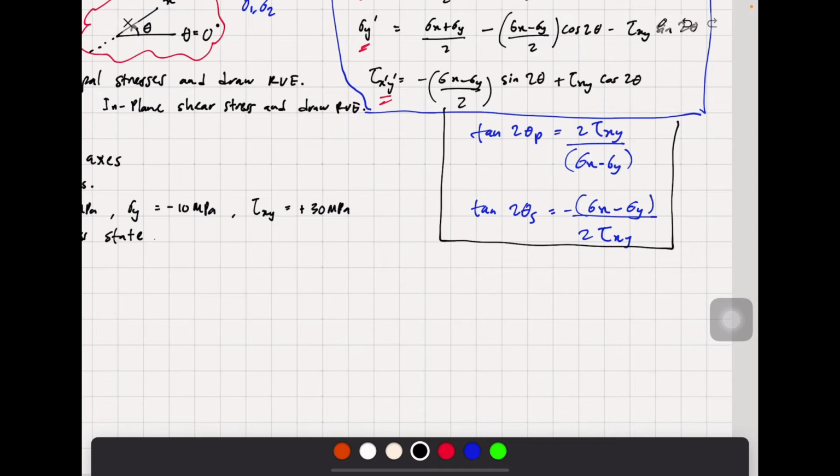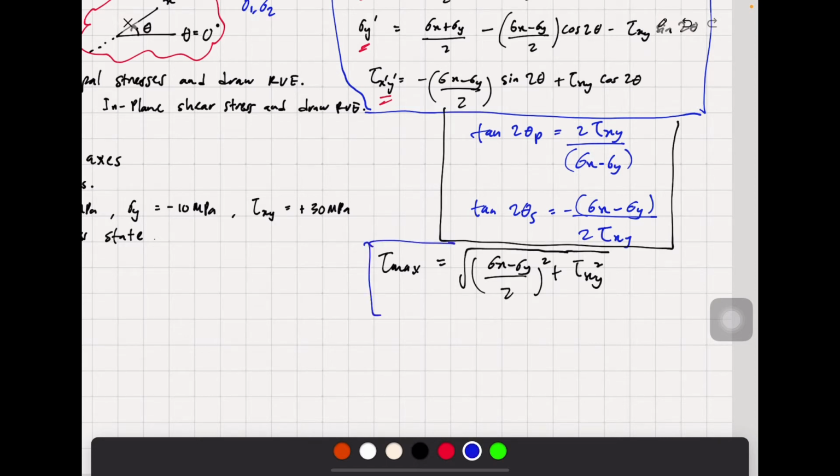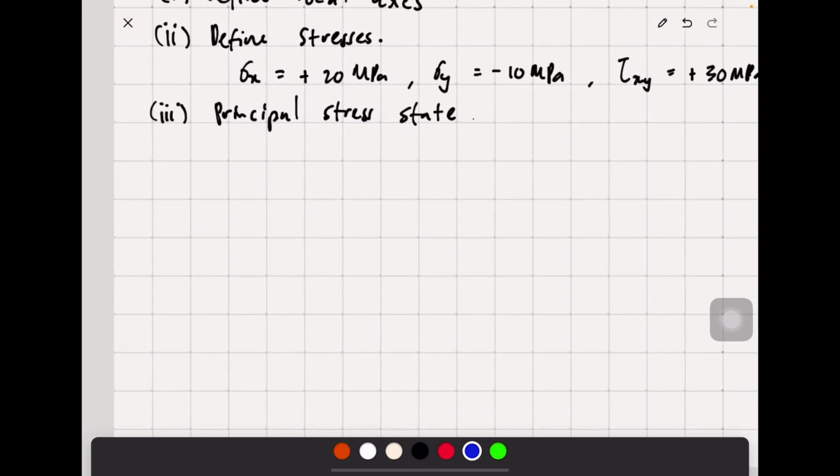So here we have maximum shear stress. The formula for this is tau max equals the square root of, everything in the bracket, sigma x minus sigma y over 2, to the power of 2, plus tau xy squared. So we've got everything written down, the formulas for stress transformation, and we're going to see the solution straight away for the principal stress state.